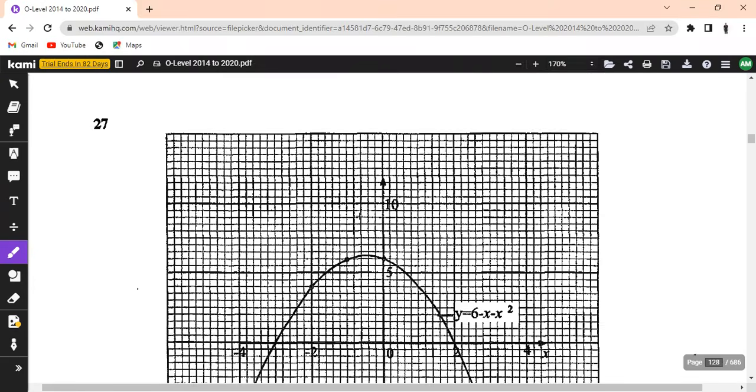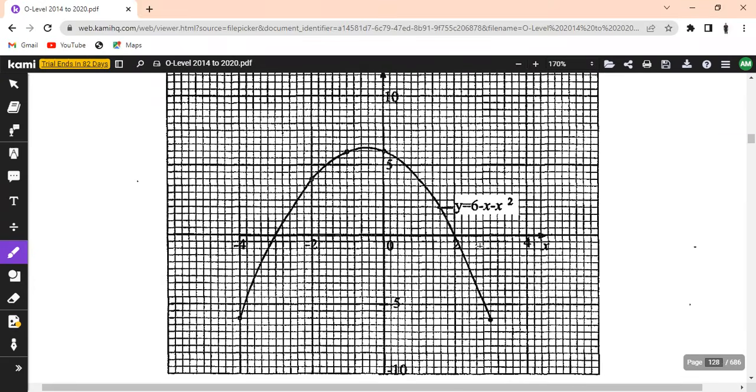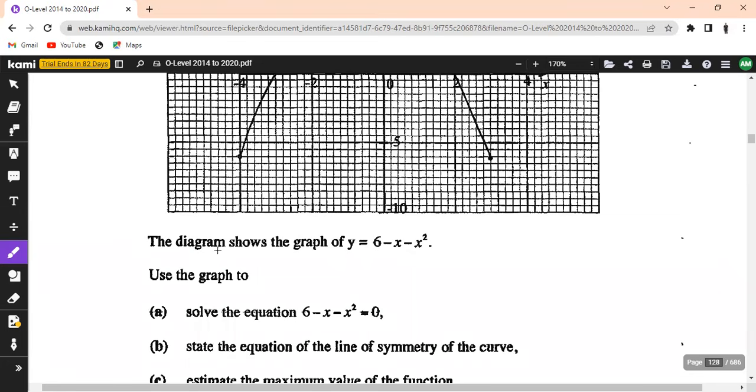Let's see. Number 27, it was actually a curve of y equals 6 minus x squared. So this is the graph that we are given. y equals 6 minus x squared. That was the equation of the graph. And we are given the first part: solve the equation 6 minus x squared equals 0, using the graph. So you're using the graph.